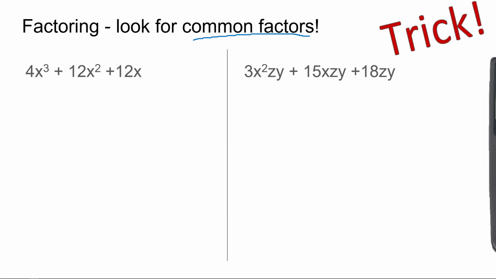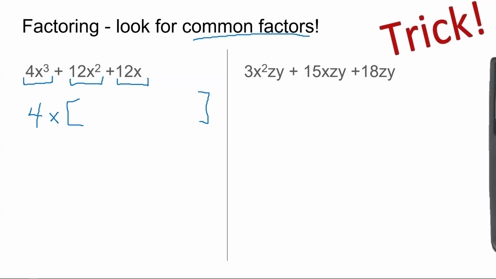And by common factor, what I mean is I got 3 terms here. Is there any factor that's in all 3 of those? Well, I could divide all 3 of those by 4, so let's pull a 4 out front. I got three x's here, two x's here, and one x there. I could reach into each pile and pull out one x. Okay.